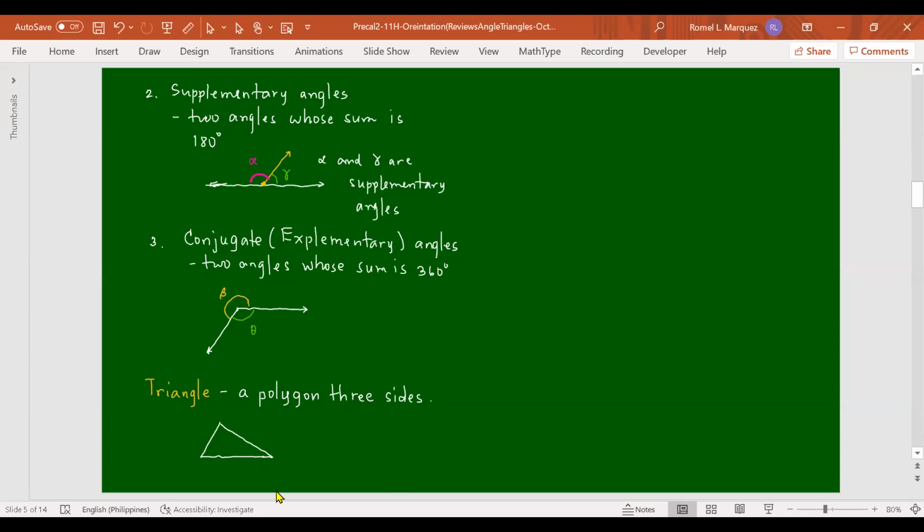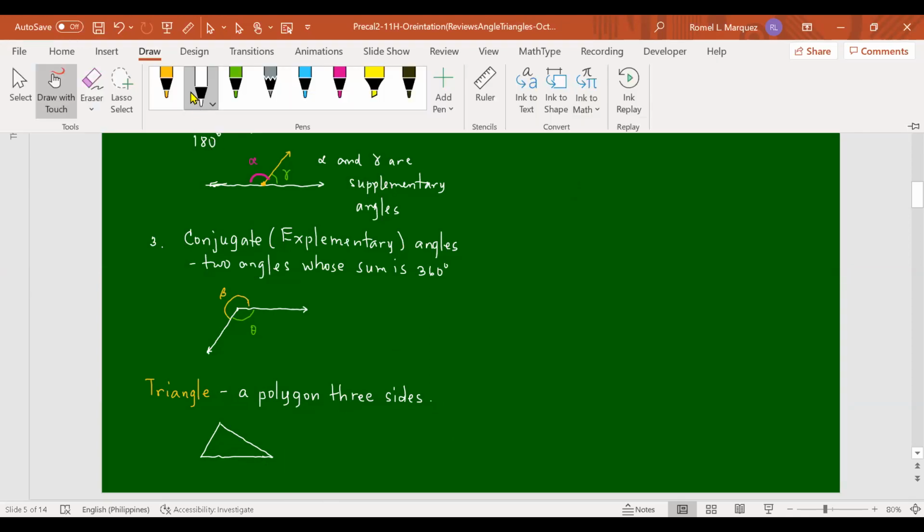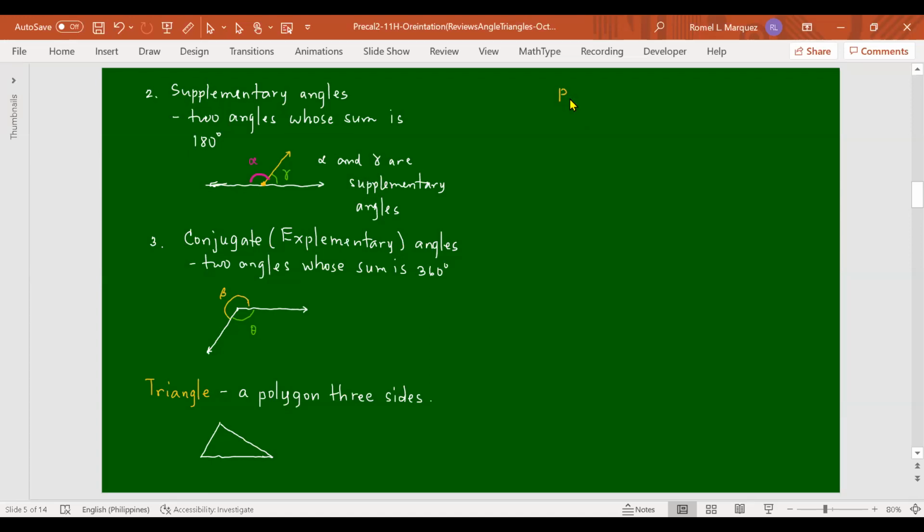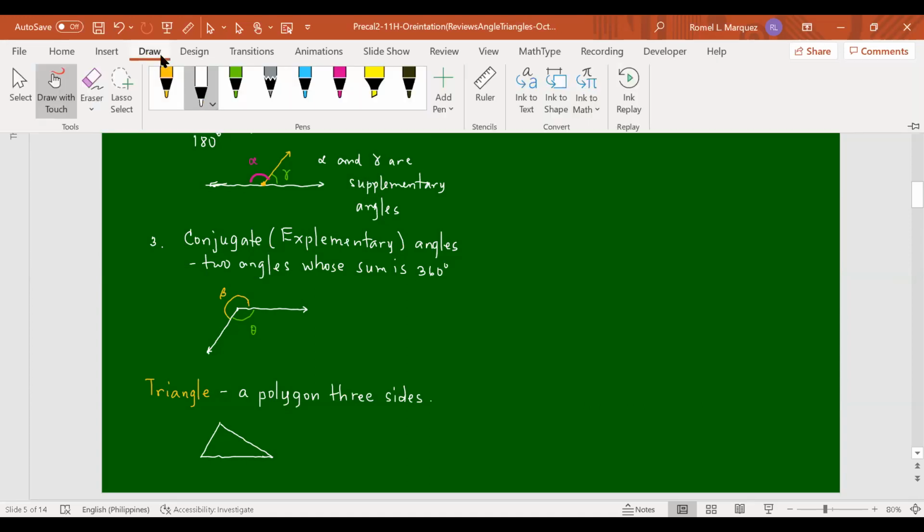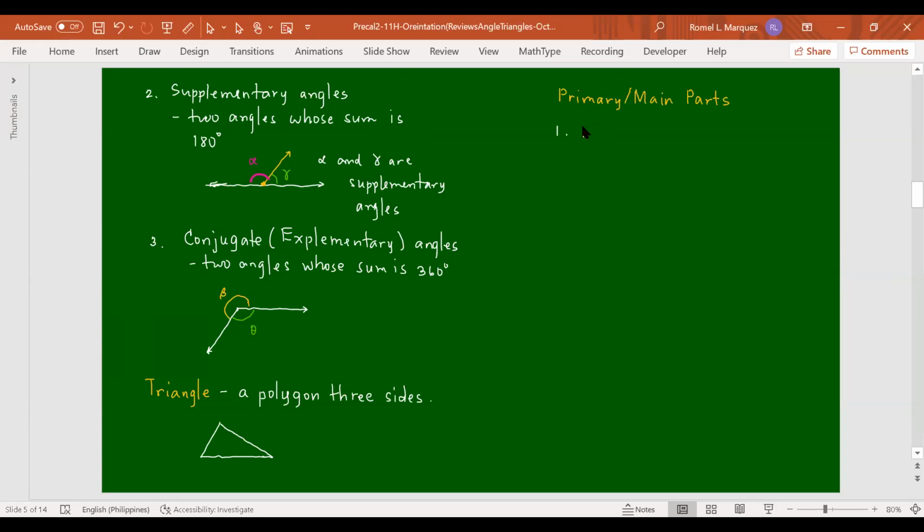A triangle has primary or main parts. What are the primary or main parts of a triangle, guys? We have, starting with vertex, no? So there are three vertices. So how many vertices? Three. Three vertices. What else?